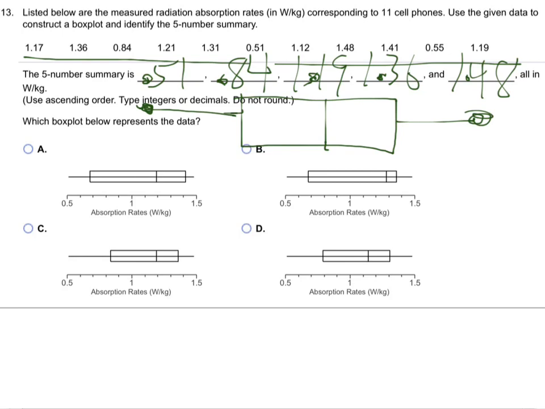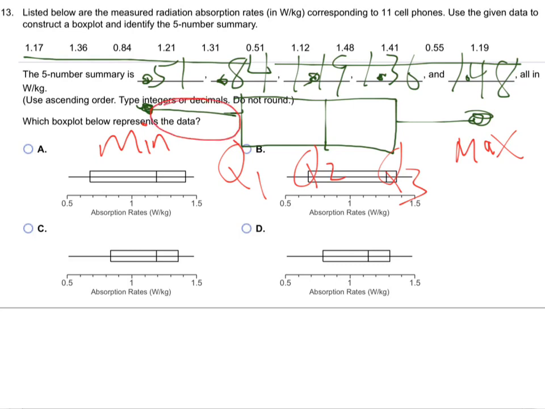Basically, this is taking all of the data and breaking it into 4 nice sections, just like a basketball or football game broken into 4 quarters. This is Q1, this is Q2, this is Q3. This is the minimum, the lowest value in the data set, and this is the maximum, the highest value. In other words, 25% of all the data is in that chunk.